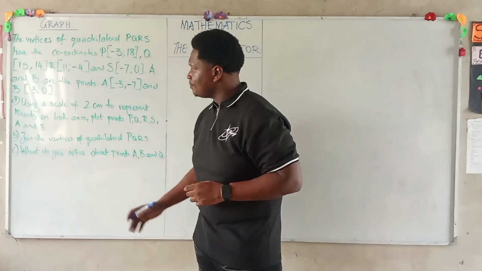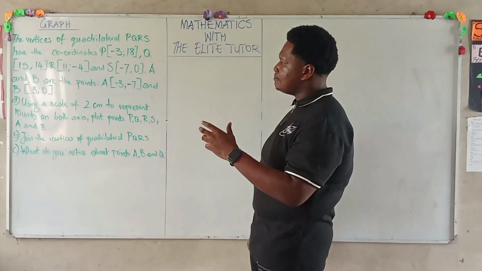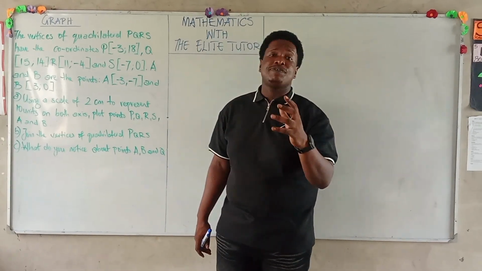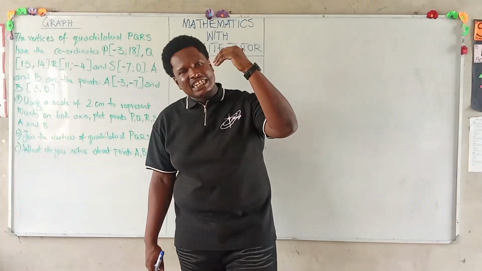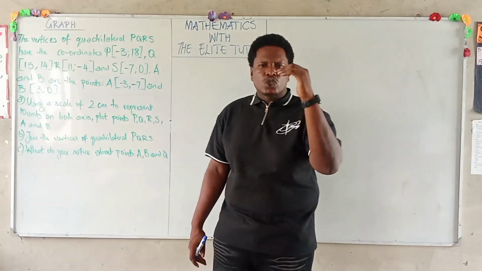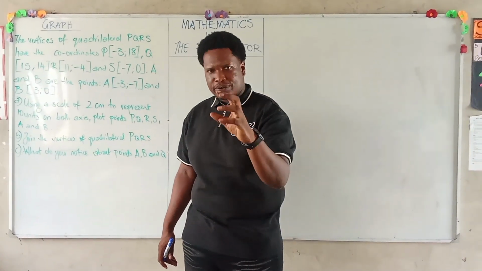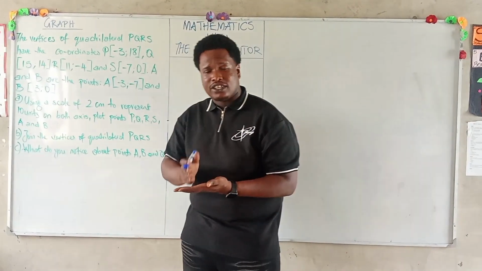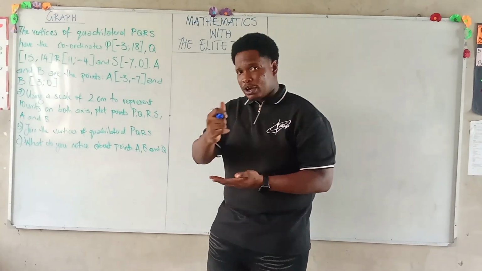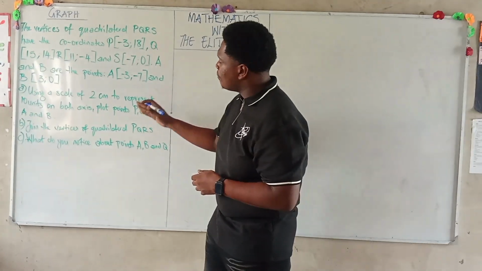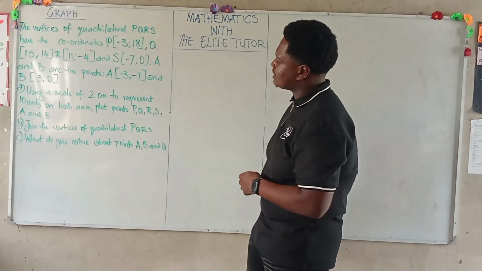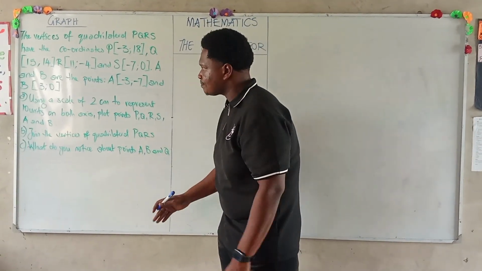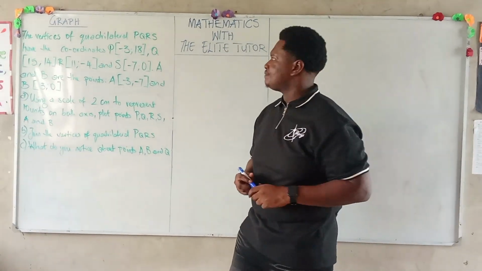Now what are we expected to do? We are expected to use a scale of 2 cm to represent 10 units on both axes. In our previous video, we established and exposed the secret to understanding scale. When given a certain scale in the question, the previous video really expatiated on how to understand scale. We are going to do a little bit of touch here. Now on both axes, and then we are asked to join the vertices of the quadrilateral PQRS.